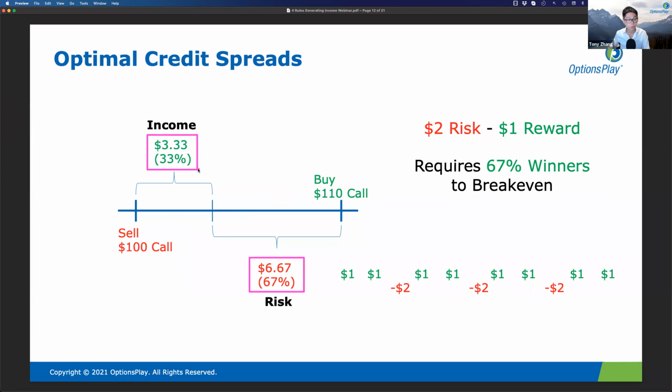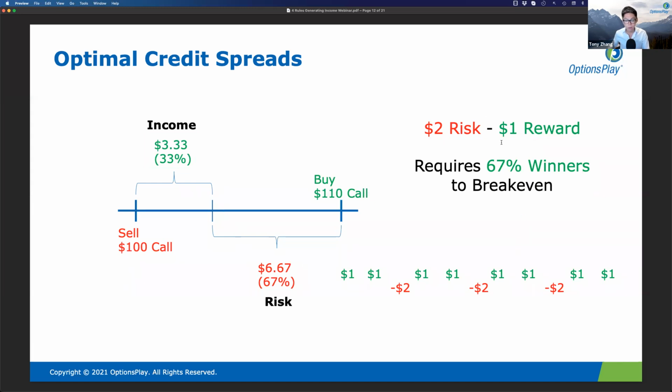So if you collect 1/3 of the width, which is $3.33 on a $10 wide credit spread, then your risk is going to be $6.67 or 67% of the width. The reason that we tell you to try to collect 1/3 of the width is because when you do, for every $1 in potential reward you collect, you're going to be risking roughly $2 on the back end of that.